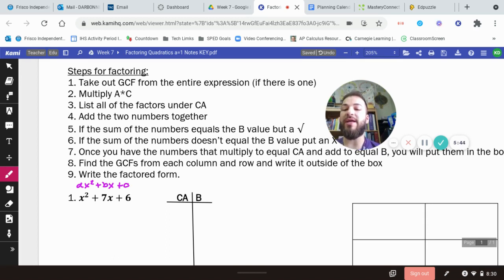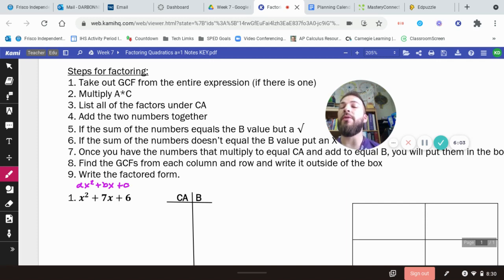So number one, we have 1x squared plus 7x plus 6. All these terms do not have an x in common, and 1, 7, and 6 are not divisible by a number larger than 1. Okay, so I don't have a GCF. I don't have anything that I can take out. So I go ahead and go to step 2.